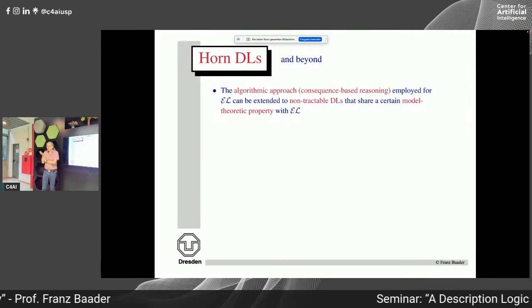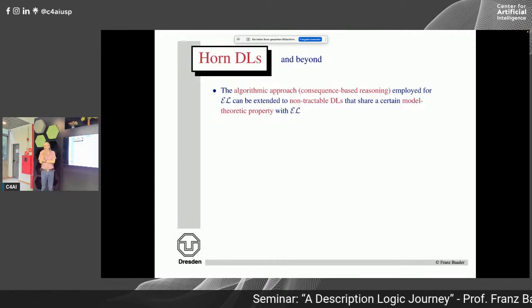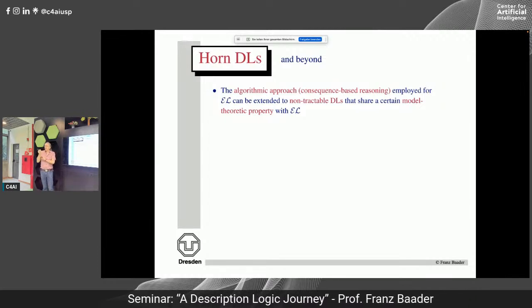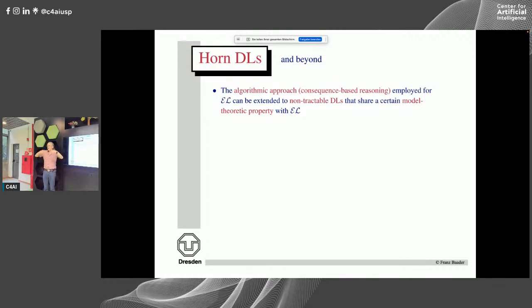This algorithmic approach that we developed for EL is nowadays called the consequence-based approach. Why? Because it actually adds consequences of the T-box, which are other GCIs, and it adds them until no more can be added, and then you just show whether the subsumption relationship you are interested in is there or not. And this works in polynomial time. And this can be extended to other DLs, even non-tractable DLs, as long as they satisfy a nice model theoretic property. And this is called Horn, being Horn.